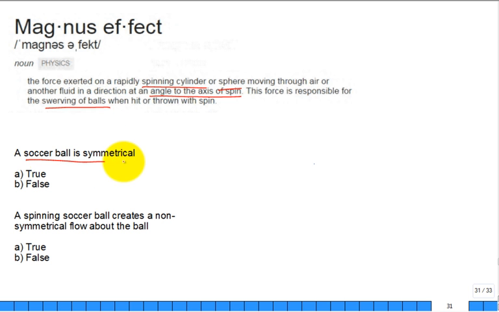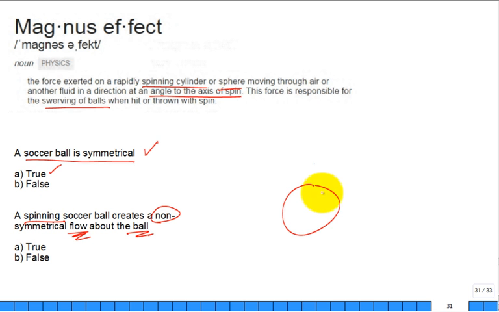Is a soccer ball symmetrical? Yes or no? Soccer ball. It's symmetrical. A football is not symmetrical. But a soccer ball is, so that's true. Does a spinning soccer ball create a symmetrical or non-symmetrical flow around the ball? When it's spinning, that's the key. The spinning ball will create a non-symmetrical flow field around it.